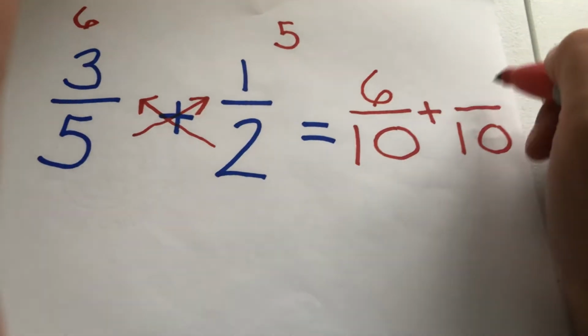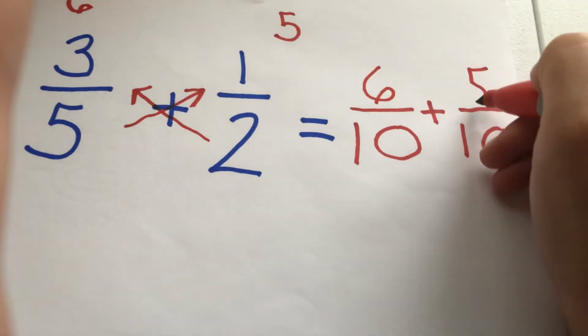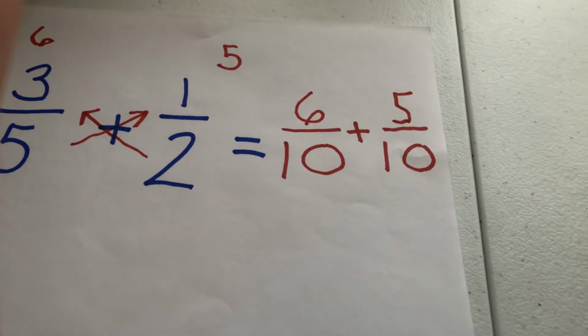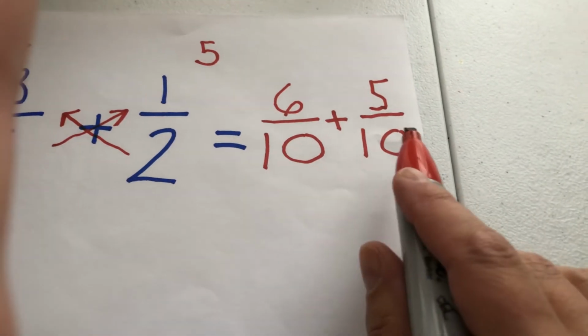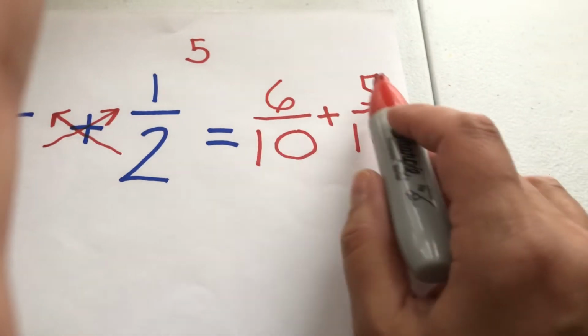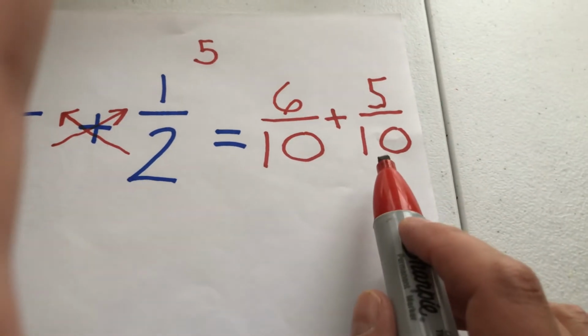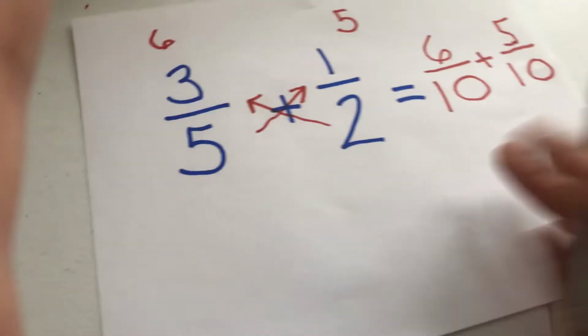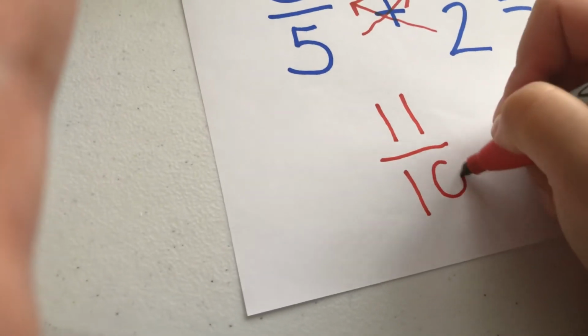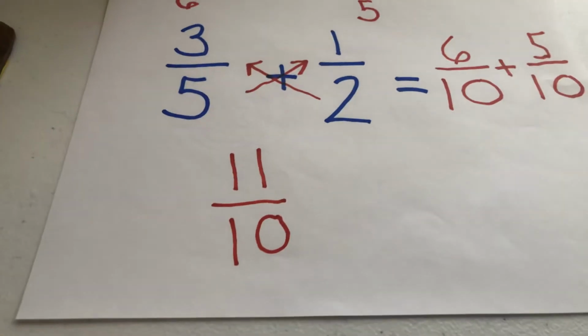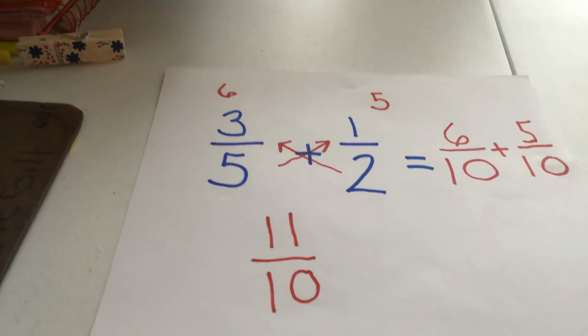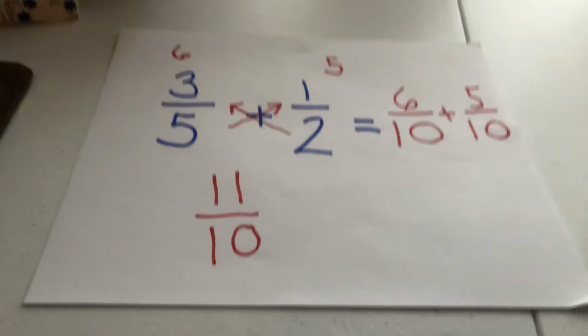Take that 5 and put it here. Now we can add, okay? We're going to add 6 tenths plus 5 tenths. 6 plus 5 is 11, and the denominator stays the same. Okay, so our answer is 11 tenths, okay? Uh-oh, we can't leave it like that.